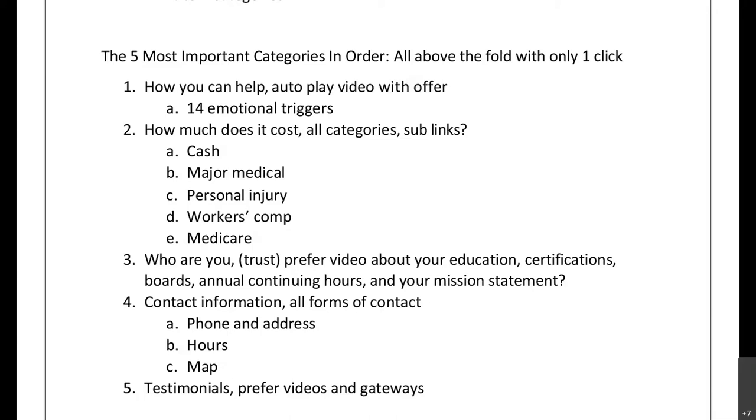The next thing they're going to go to is, who are you? So after they see that you might be able to help them, they'll go to cost. Then after cost, they're going to go, well, who are you? They're going to look for trust. Now, trust is going to be in two venues. First, they're going to look at you. Who are you? So that is a tab.